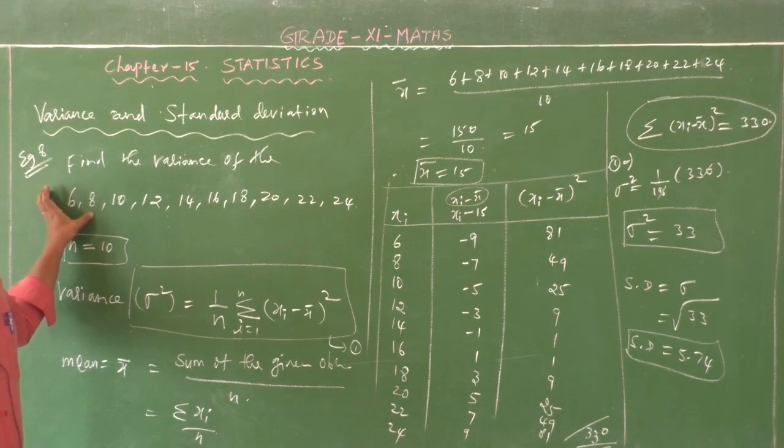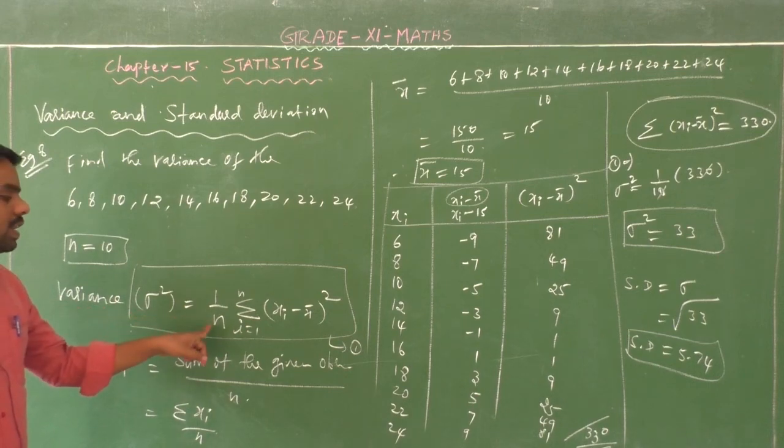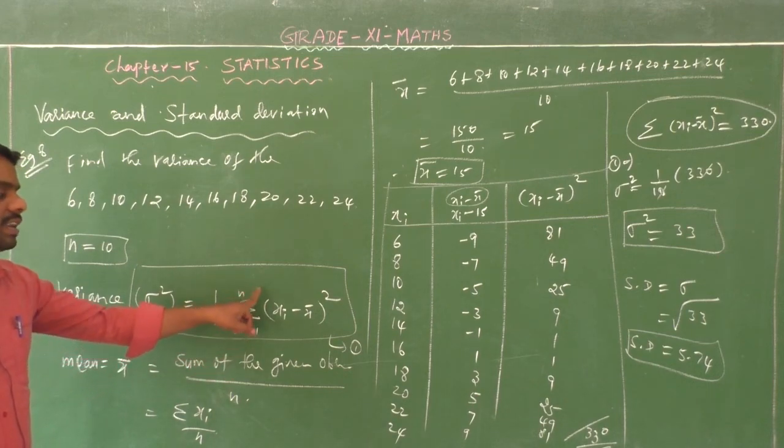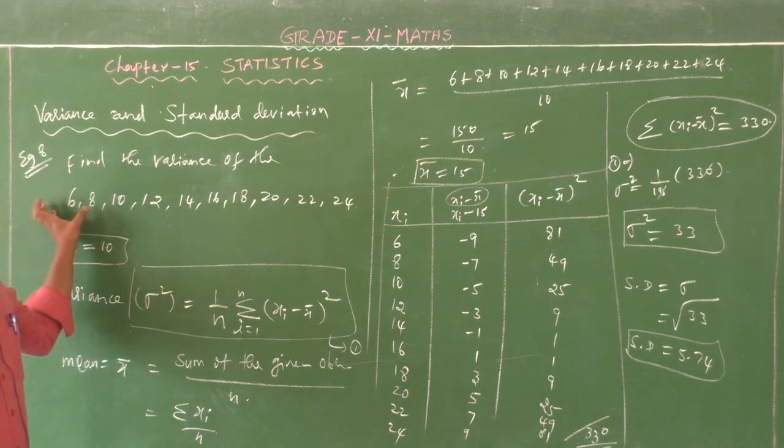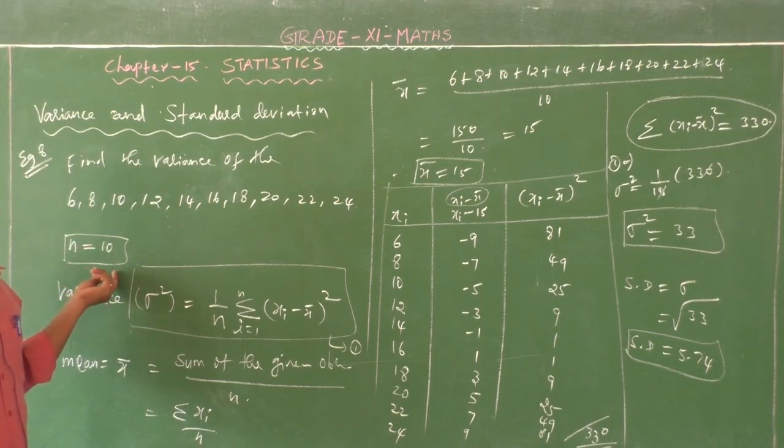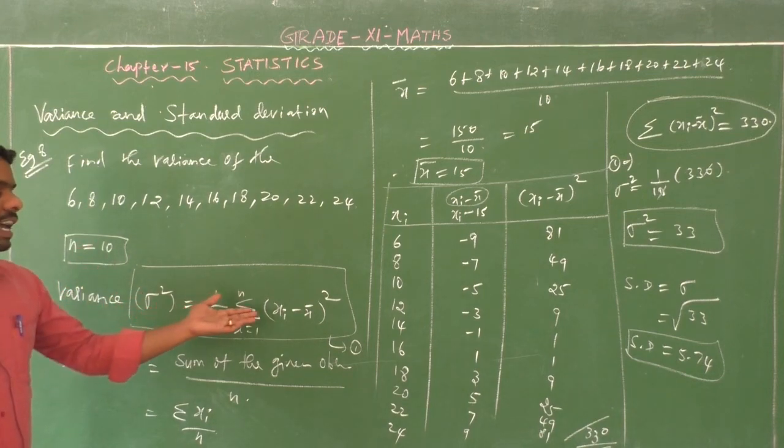So you know that for ungrouped data, the variance formula is sigma squared equal to 1 divided by n, summation of i equal to 1 to n, (xi minus x bar) the whole square. Listen, here n is the number of observations. So the total number of observations is 10. So n is equal to 10. And find summation of (x minus x bar) the whole square.